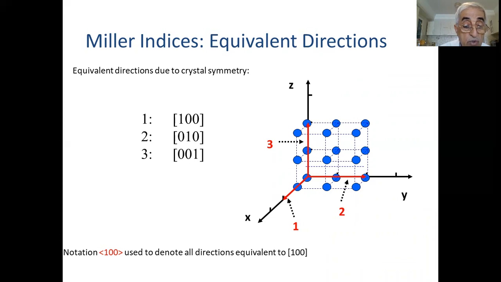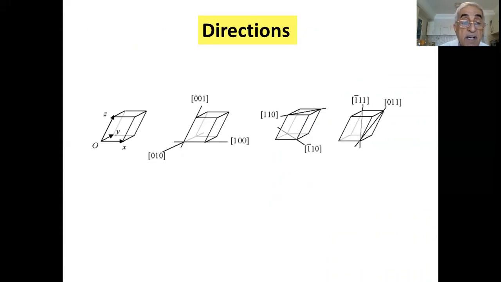The notation <1 0 0> is used to denote all directions equivalent to [1 0 0] inside the bracket. These are the directions x, y, and z. So it is x [0 1 0], y [1 0 0], sorry, y [0 1 0], x [1 0 0], and z [0 0 1]. Here it is a negative direction in the y-axis, [1-bar 1-bar 1 0], and so on with the rest of the figures.